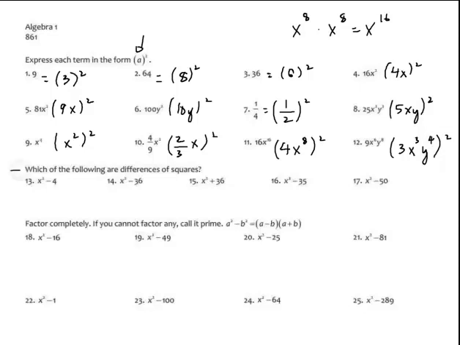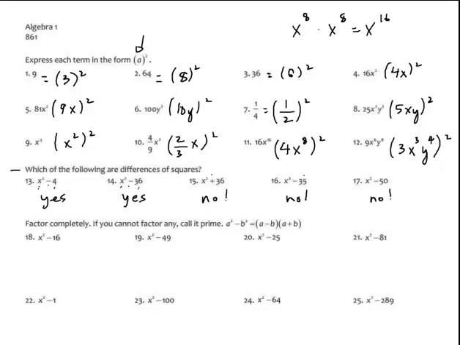Which of the following are differences of squares? This first one is, because it's an x times an x and a 2 times a 2, and we have a difference right there. This one is x times x, 6 times 6, and a difference. This one is not. We do not have a difference. This one is not. 35 is not a perfect square, and this one is not. Plus 50 is not a perfect square.